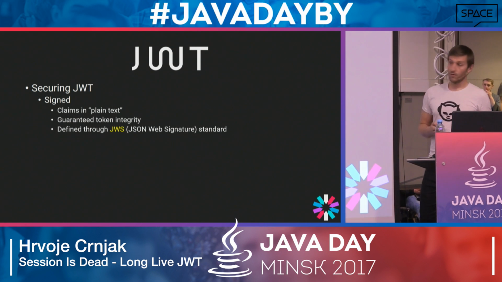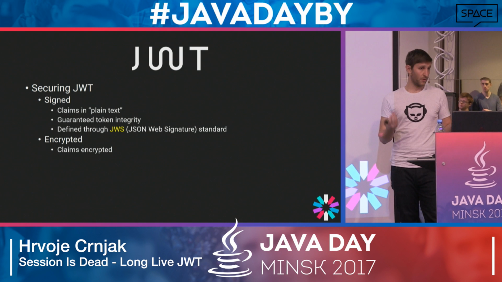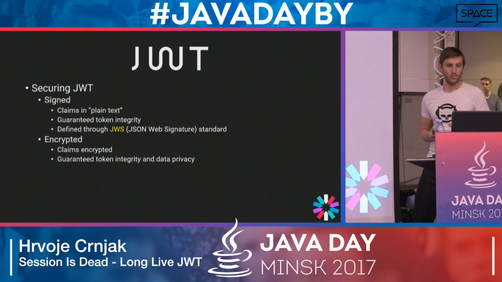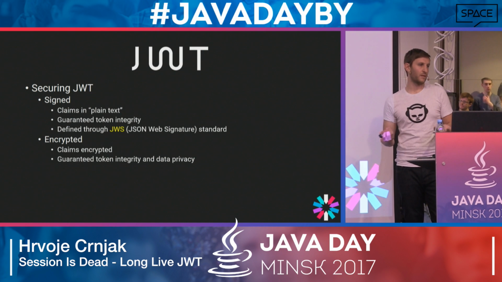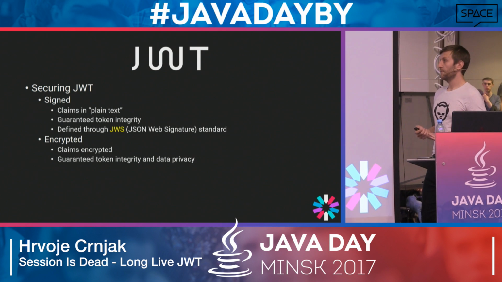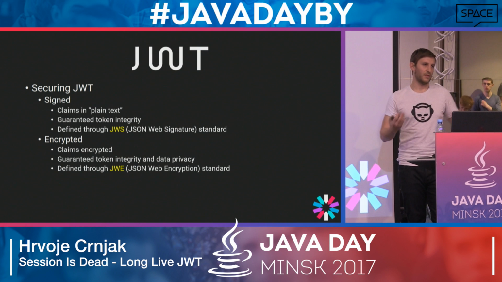And then we also have encrypted JSON Web Tokens. In this case, claims are encrypted. And this approach offers both token integrity and data privacy. So you cannot read the token and you also cannot alter it. Now the process of encrypting a JSON Web Token is defined in the JWE, the JSON Web Encryption standard.